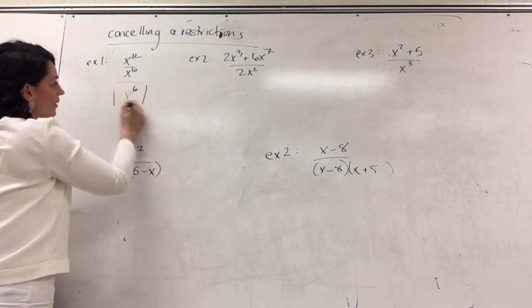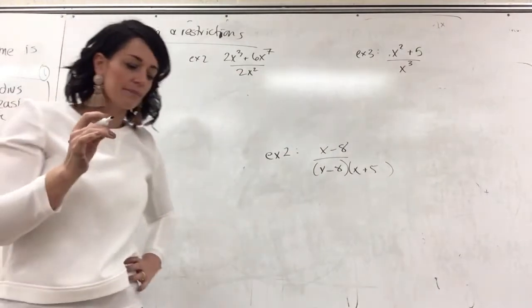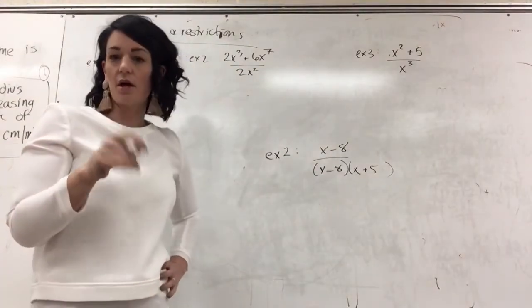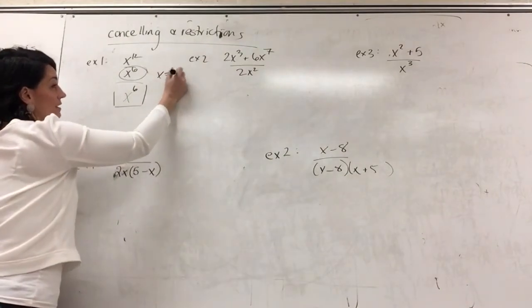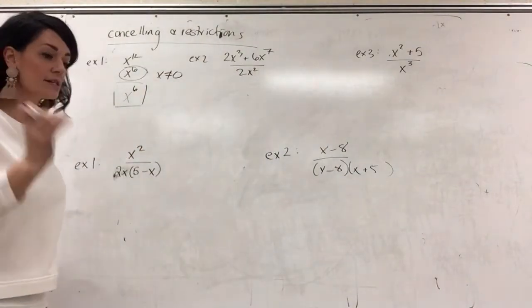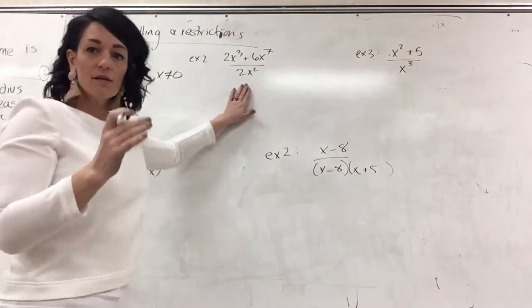Now before I simplify, I always need to state restrictions. If you remember, restrictions for rational functions are what the denominator cannot equal. So in this case, x cannot be 0 because the denominator itself cannot be 0. So that was a very simple one. This one is a little bit more complicated.